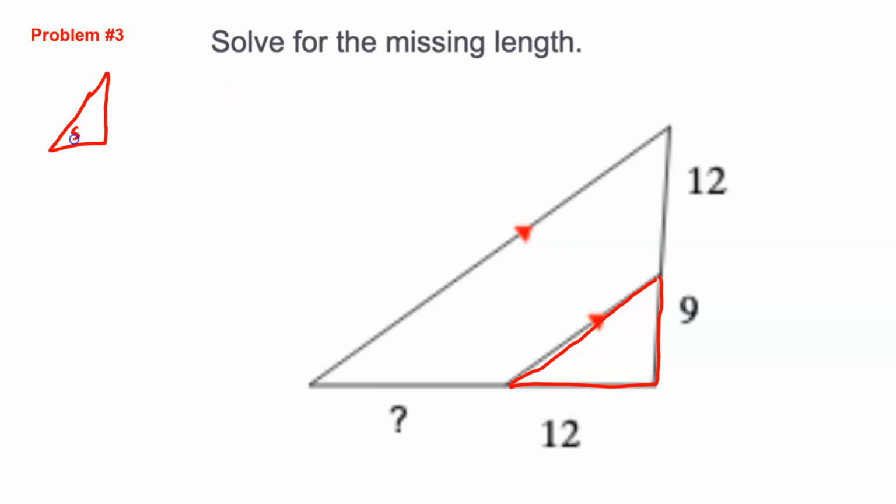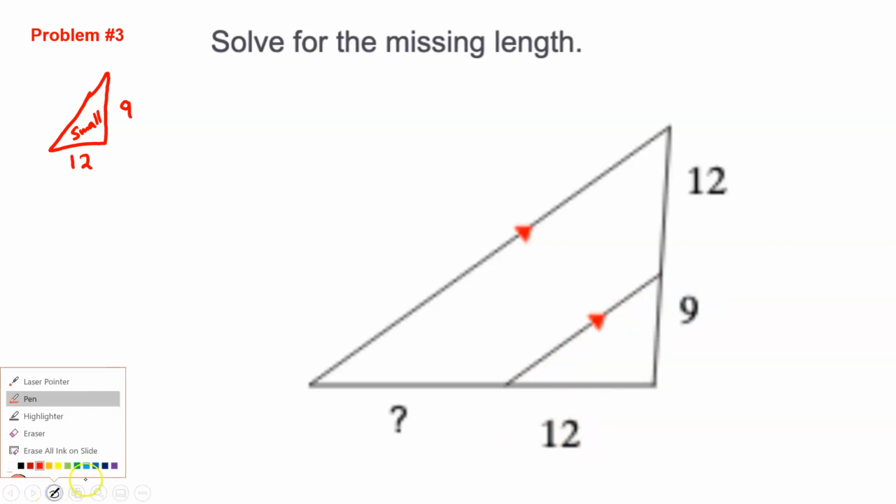Okay, let's label everything that we know from that smaller triangle. The bottom side there measures 12, and then the right-hand side measures 9. Okay, and that's all I know about the small triangle. Now let's take a look at the much bigger triangle.